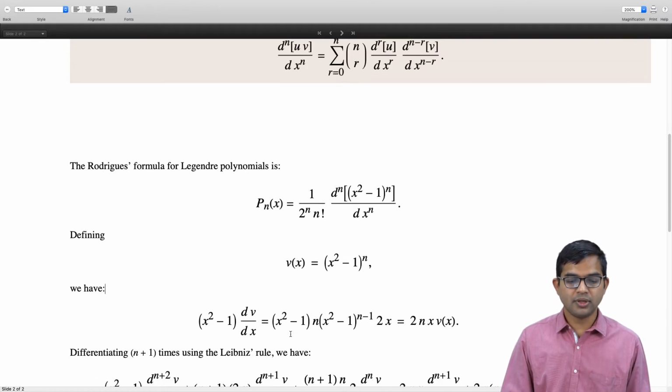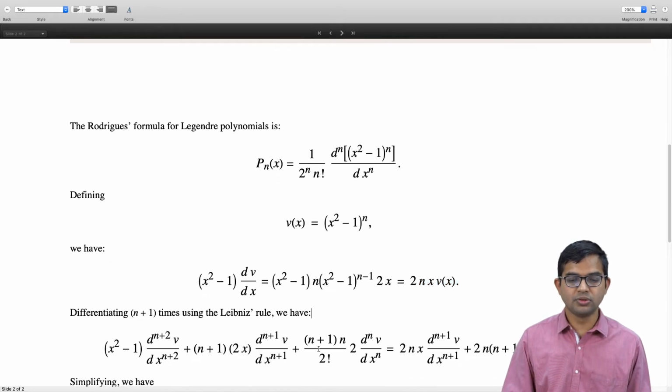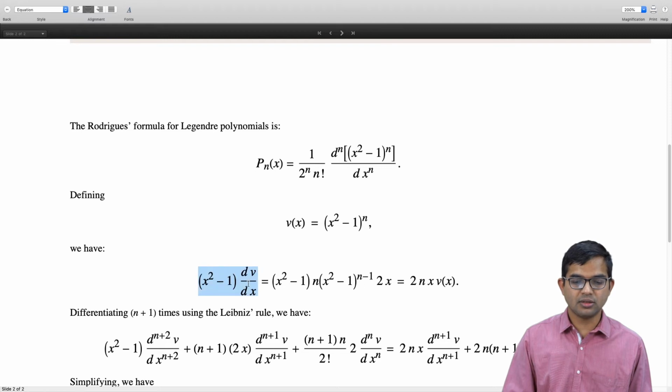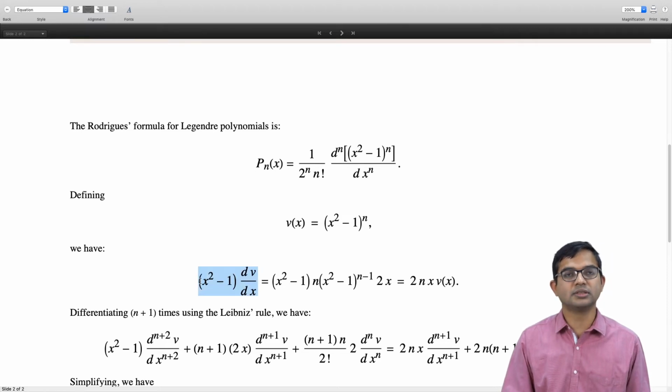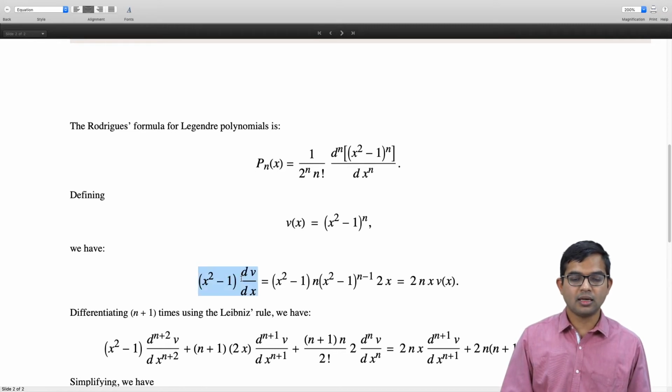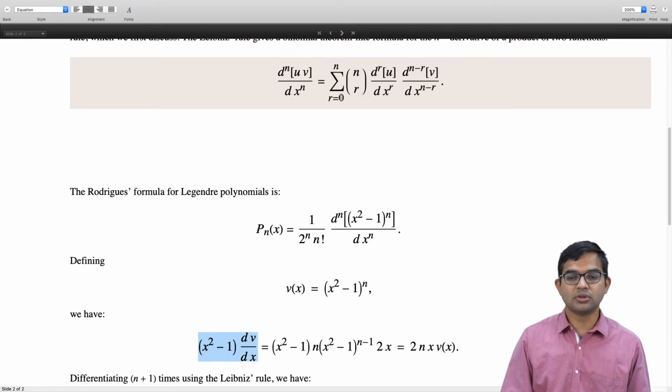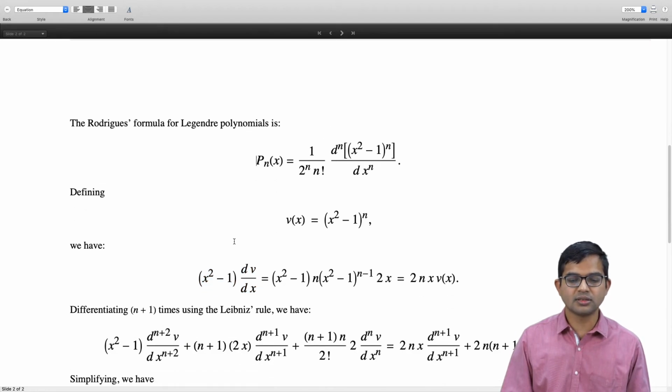So now we can differentiate this equality n plus 1 times, using the Leibniz rule. If we do this, the left hand side is a product of two functions: x squared minus 1 is your u and dv by dx is your v in the formula that we wrote down. If you're going to take a derivative n plus 1 times, we might think we have terms ranging from r equal to 0 all the way up to n plus 1, so n plus 2 terms, but it turns out that in this case there are only 3 terms which survive.